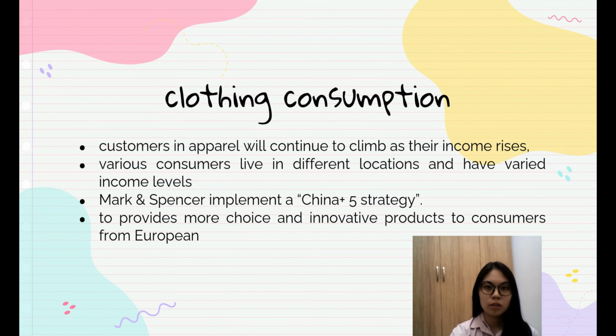The third consumption change is clothing consumption. The customer in apparel will continue to climb as their income increase, despite the fact that various consumers live in different locations and have varying income levels. For example, Marks and Spencer implement a China Plus 5 strategy. The aim of the strategy is to provide more choice and innovative products to consumers from Europe.